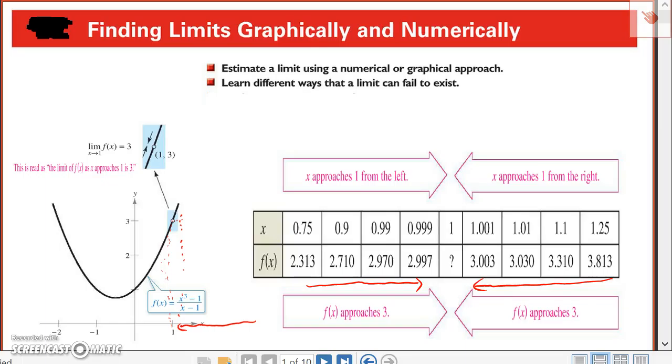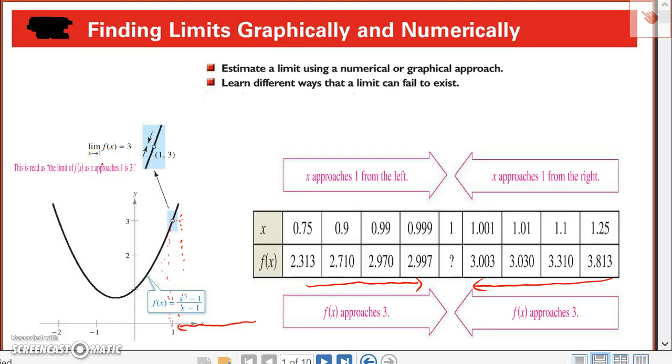Okay, today we are finding limits graphically and numerically. So when we find limits, we're trying to find the y values as x approaches a particular number. When we have a function, we can do it numerically or graphically, depending on what we're given. If we look at the graph here, this says to find the limit of the function as x approaches 1.